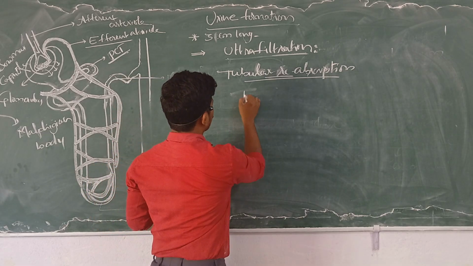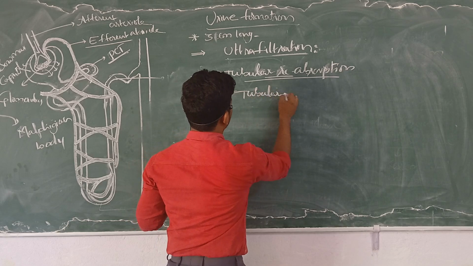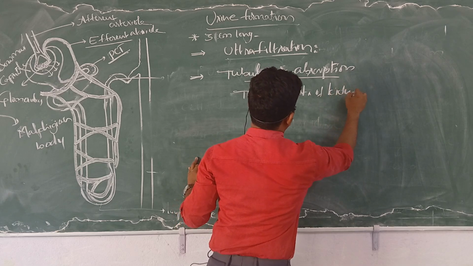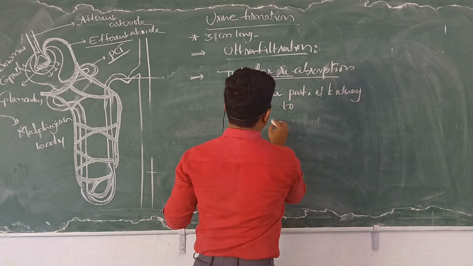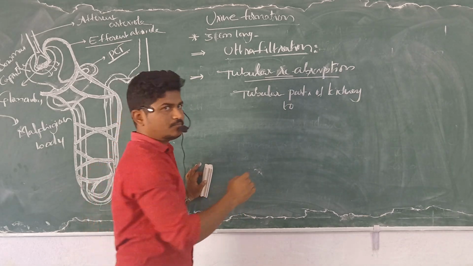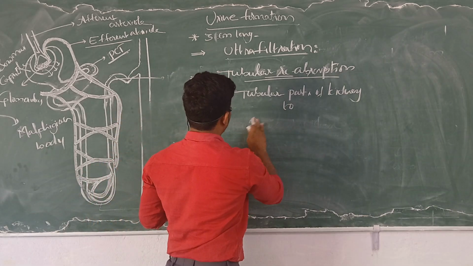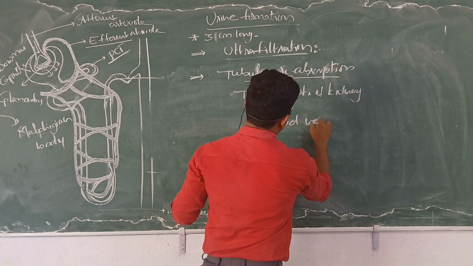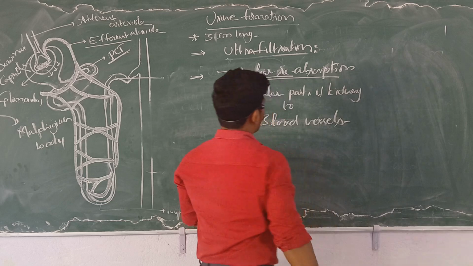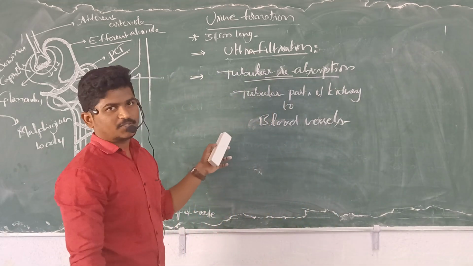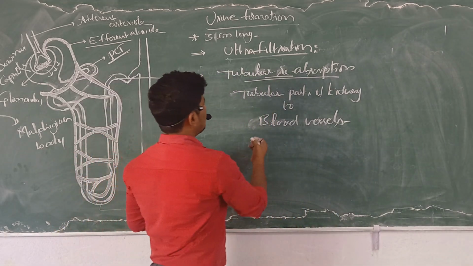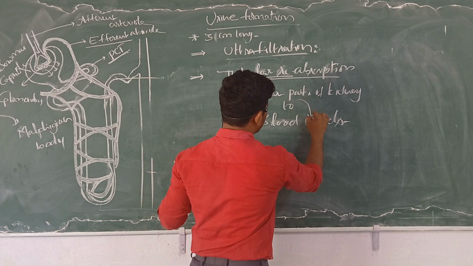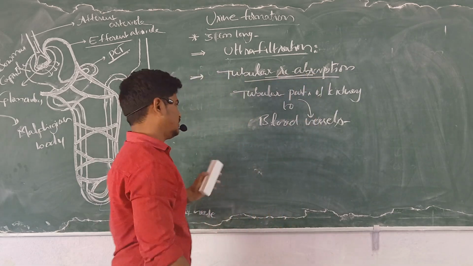Reabsorption means from the tubular parts of the kidney to the blood vessels. So that is what we call tubular reabsorption. If anything enters from the tubular parts of the kidney to the blood vessel, that is what we call tubular reabsorption.